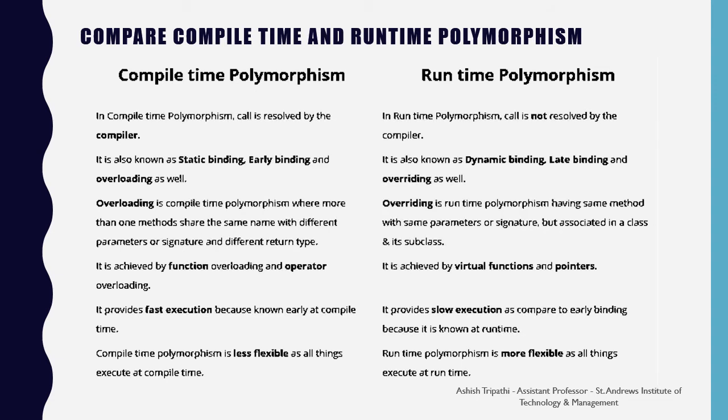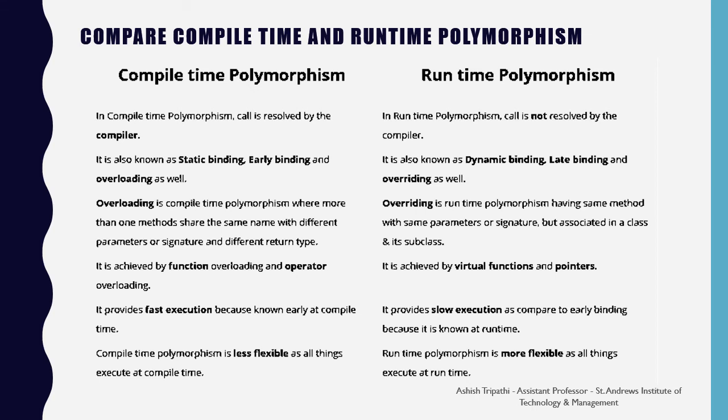Here is a comparison between compile time and runtime polymorphism. In compile time polymorphism, the call to a method is resolved by the compiler. Hence, the compiler knows in advance which method is to be called. But in runtime polymorphism, this call is resolved at the execution time, when the data input by the user determines which method is to be called.